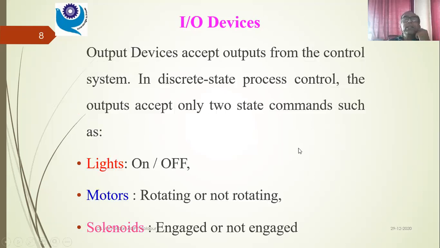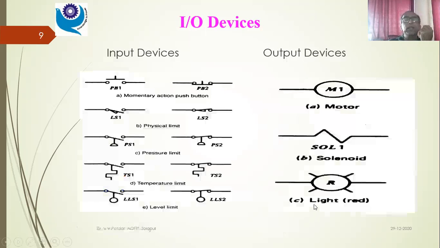And output devices accept outputs from the control system. In discrete state process control, the outputs accept only two state commands, such as lights on and off, motors rotating and not rotating, solenoids engaged or not engaged.